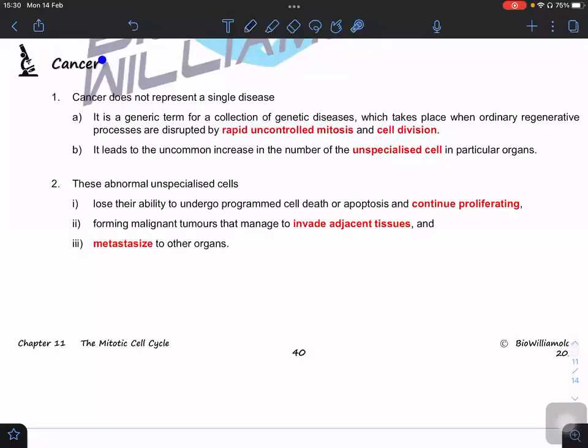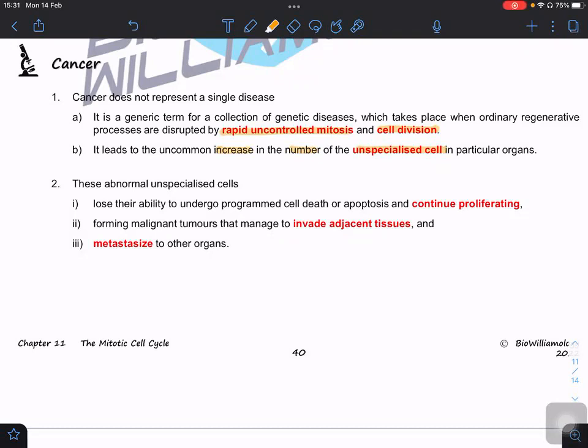So when we talk about cancer, basically it is not one disease, but a generic term for a collection of genetic diseases which take place when ordinary regenerative processes are disrupted, by rapid uncontrolled mitosis and cell division. These diseases increase the number of unspecialized cells in particular organs. So it means they just add to the number, not the quality. They don't carry out the function. At the end, they are something like a parasite.